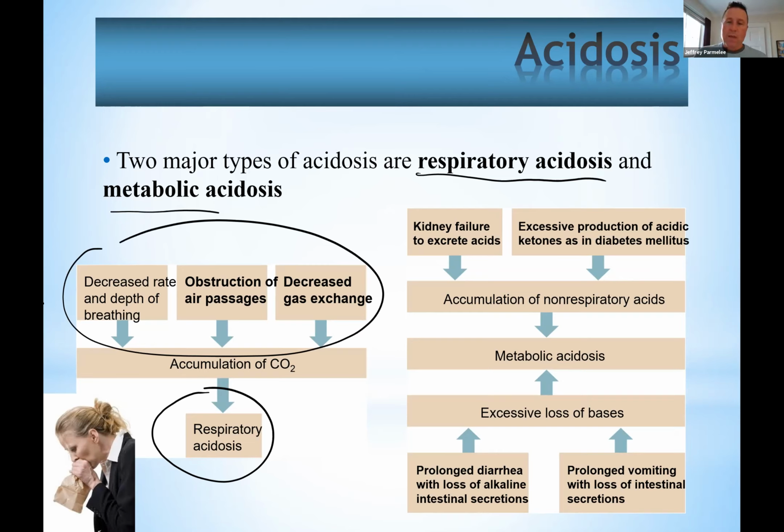Metabolic wise, kidneys. If the kidneys can't get rid of the acids, it's going to keep building up there too. And then of course, ketoacidosis. You have too many ketones building up. Prolonged diarrhea, I talked about that, or vomiting. When you vomit, just your stomach contents would be acidic, but when you're vomiting intestinal contents too, bases will come up.